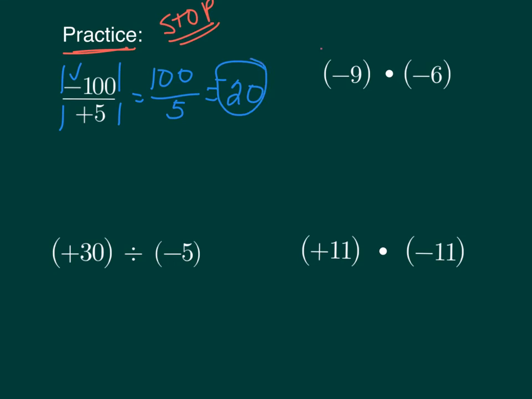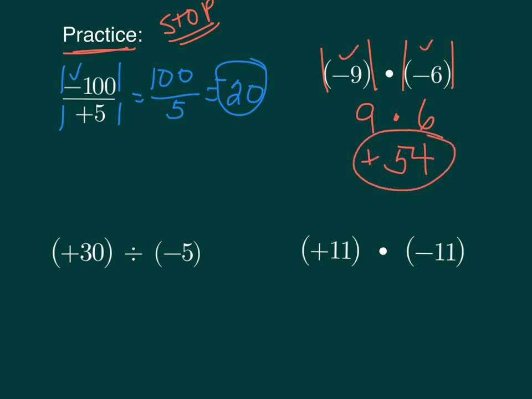Next, I've got negative 9 divided by negative 6. I find my absolute values. Absolute value of negative 9 is 9 times the absolute value of negative 6, which is 6. 9 times 6 is 54. I count my negative signs. There's 2 of them, so that's positive 54.